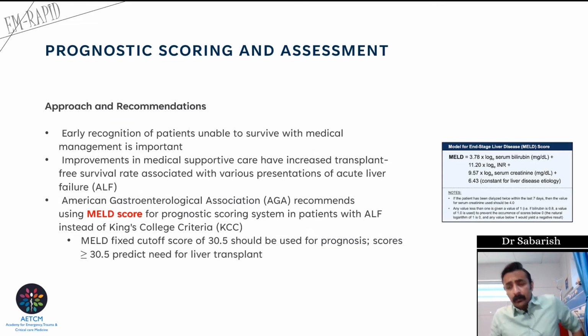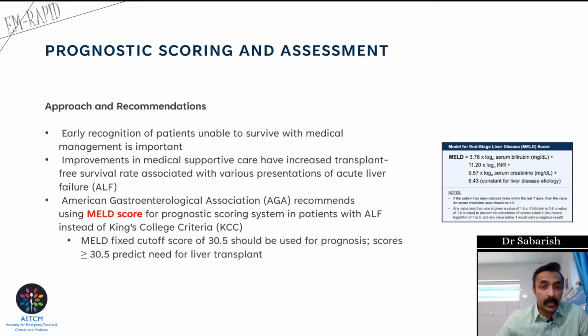Before going into the management per se, we should all be aware of the prognostic scores and assessments which are used in managing ALF. Early recognition of patients who are unable to survive with medical management is important, because if you lose the vital time, then things might be too late. So it's very important that for any patient who comes with acute liver failure, you do a prognostic scoring, and if the score is beyond a cutoff, it's always better to refer them to a transplant center or a center which has a backup transplant facility.